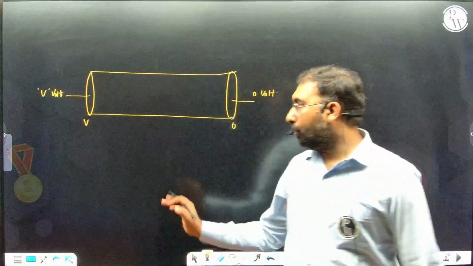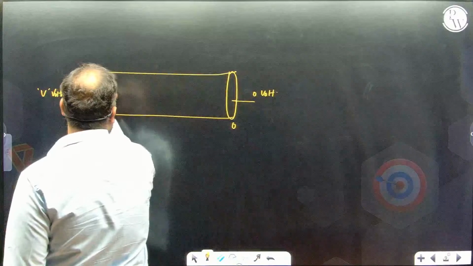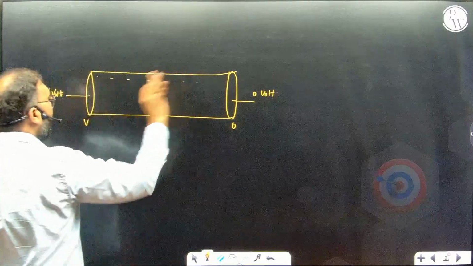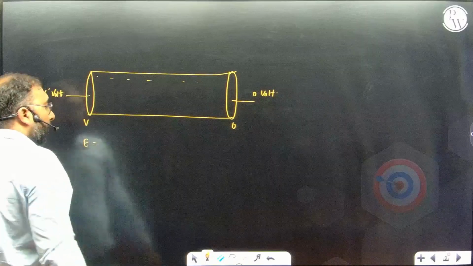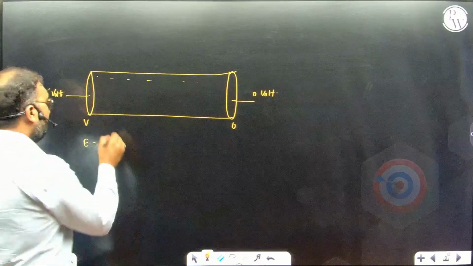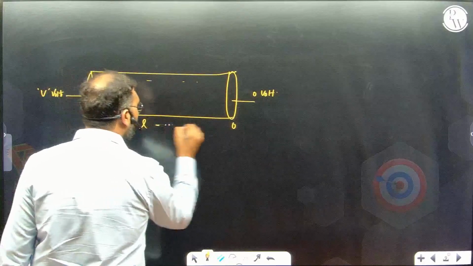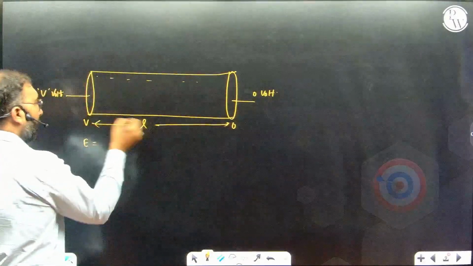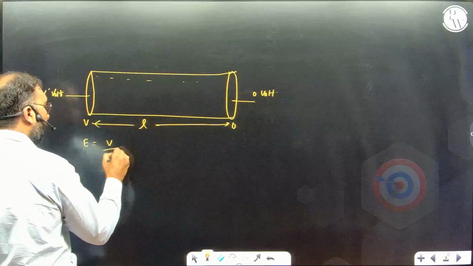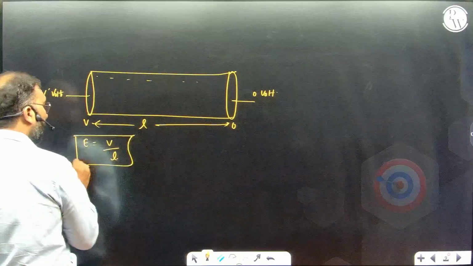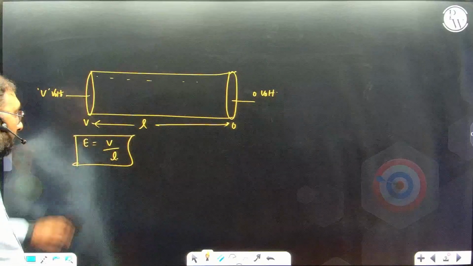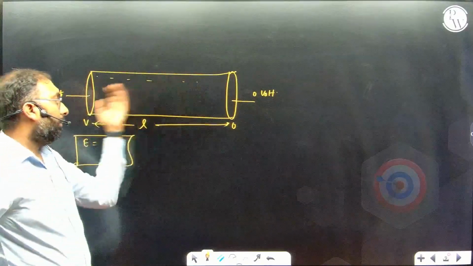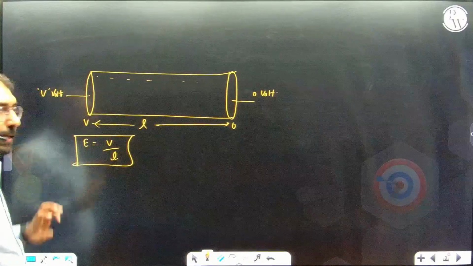So due to this, there will be some electric field here, and that electric field will be written as potential difference divided by length. You can see the area of cross section is uniform, the length of the conductor is L, so the potential difference divided by length is how I can write E here. So E is equal to V by L. So the electric field which is acting here is V by L.